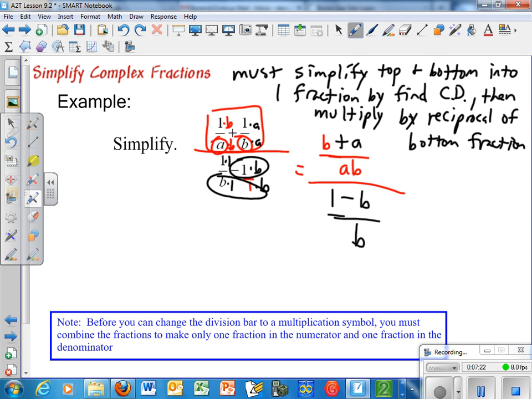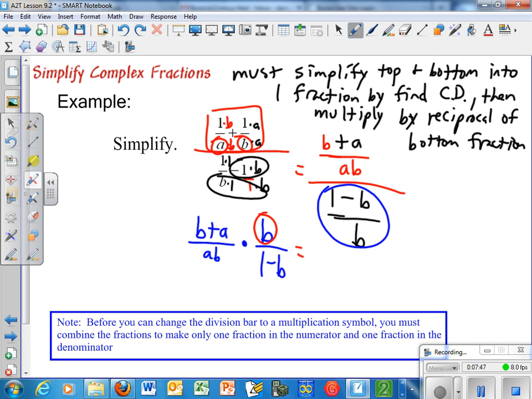Now you want to multiply by the reciprocal of this fraction. So I'm going to leave my top fraction as B plus A over AB. And I'm going to change it. This is a complex fraction now. So I'm going to multiply by B all over 1 minus B. Now we're using our rules for multiplying fractions. I multiply the tops, multiply the bottoms. So I have a monomial single factor of B times B plus A. So I'm going to write the B out in front and then the B plus A. And then on the bottom, I have a monomial factor of AB. And I'm going to multiply that by 1 minus B, so that must go in parentheses.